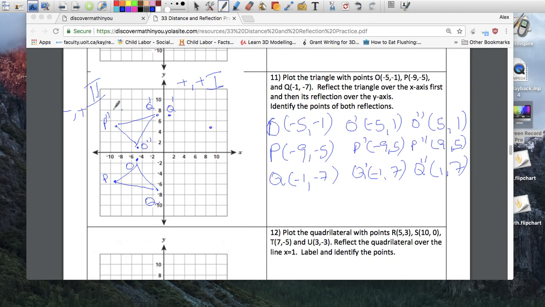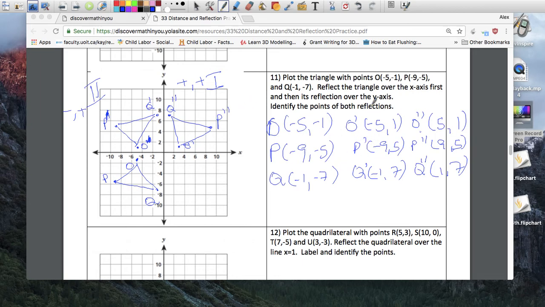Actually, I don't know. This should have been single prime. This should have been single prime. So Q double prime. This is P double prime. And Q is 7 units. Wait. Q, P, and O. Why is O over here? Negative 5 and 1. And O should be 5 and 1. So right here. O double prime.